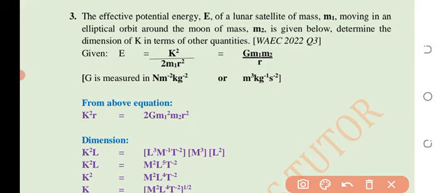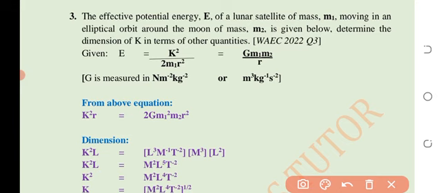Taking both sides into consideration, we multiply everything that is the same together. So M cube L raised to minus 1 will give us M square. L raised to power 3 and L raised to power 2 will give us L raised to power 5, and T raised to power minus 2 is there. Now taking L away from both sides, taking 1 L out of the right hand side, we are left with this equation here.